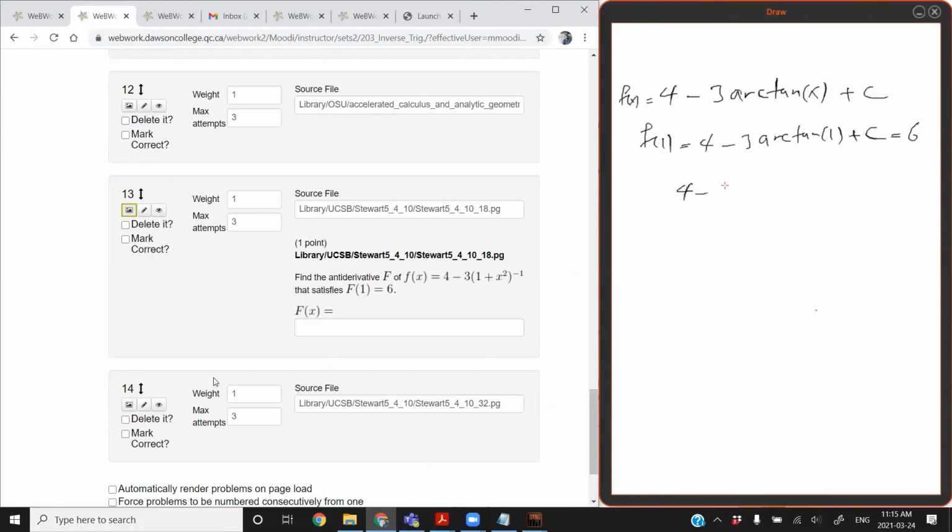So 4 minus 3 times this, you can get using your calculator. The way I would recommend is you put your calculator in degree mode. This will give you 45 degrees, and then you can convert from degrees to radians. That would be pi over 4. So C is going to be 2 minus 3 times pi over 4. So you replace C here. Okay, thank you. Sure.